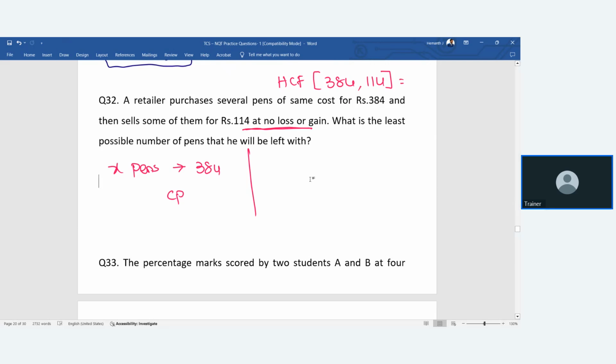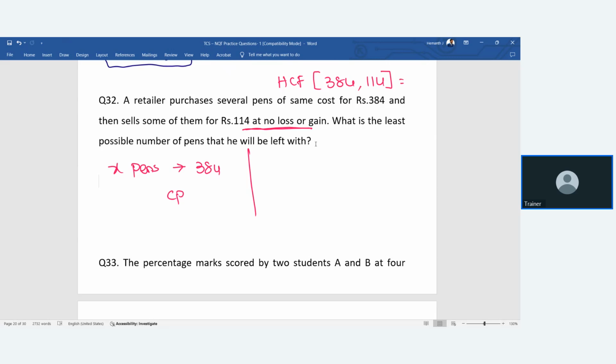First thing, which numbers will divide these two? Common factor for 384 and 114. There are some n pens sold for 114. Each pen cost is same. Here also, X pens sold for 384. Each pen cost is same. This HCF will give each pen cost.